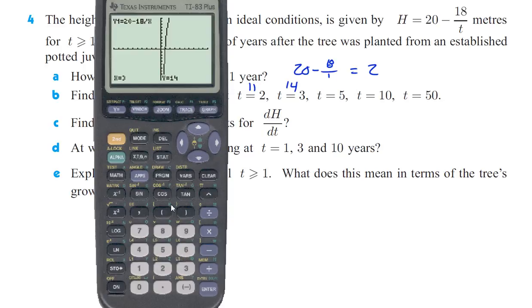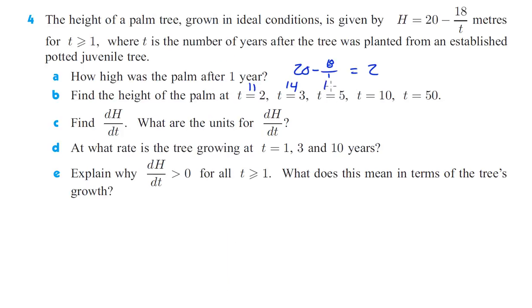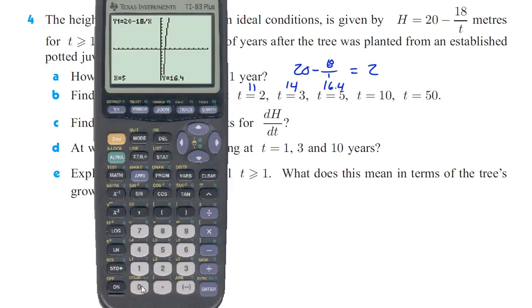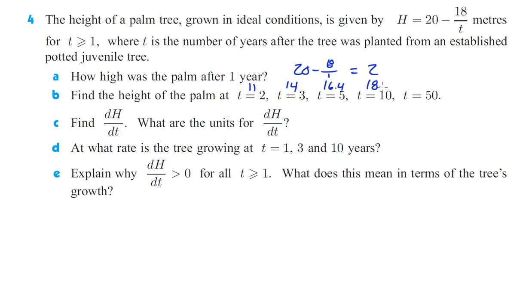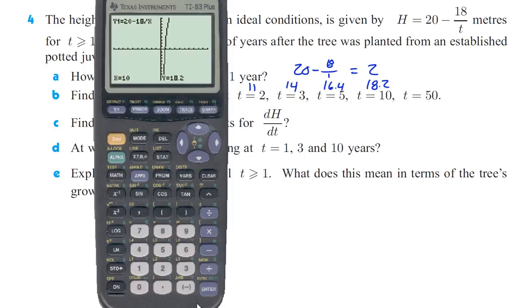And then we'll enter in 5. That gives us 16.4. And then we enter in 10. And we're at 18.2. And then we enter in 50. So after 50 years. Uh-oh. I don't like that.